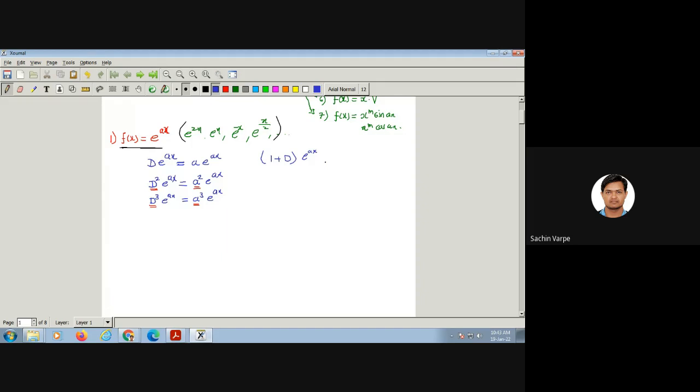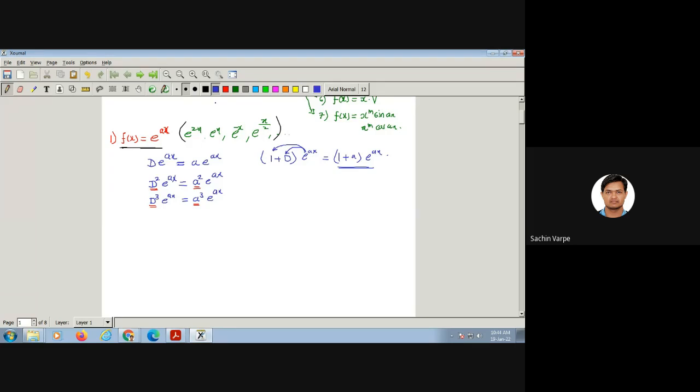Will it be 1 plus a? That will be of the form 1 plus a e to the power ax. Yes or no? When I apply e raised to ax inside and take the derivatives, I'll get this. Or 1 plus d square of e raised to ax will be 1 plus a square of e raised to ax. Is this point clear?